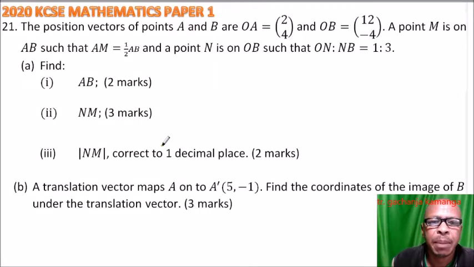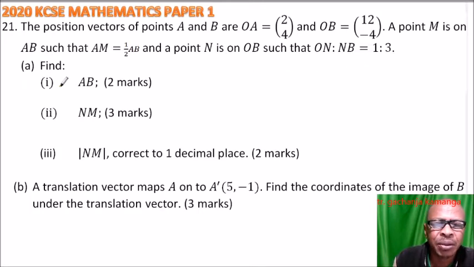This is question number 21, and we are told the position vectors of A and B are OA equals (2, 4) and OB equals (12, -4). A point M on AB such that AM is equal to a half AB, and a point N is on OB such that the ratio of ON to NB is equal to 1 to 3.